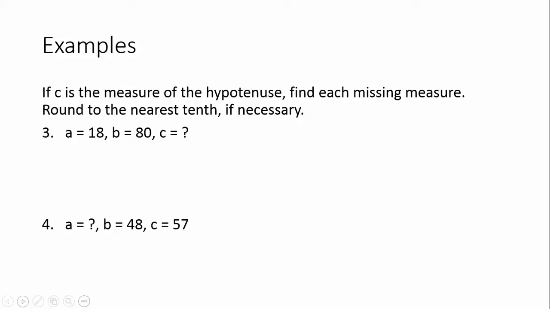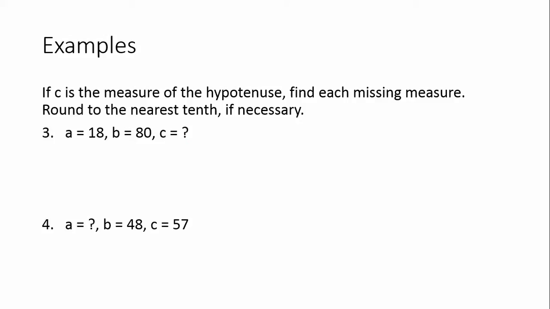And now we're just going to look at some examples where we haven't drawn the triangle. I just list A, B, and C, and you need to find the unknown. So in this case, in the instructions, it says that C is the measure of the hypotenuse. So if C is the hypotenuse, then you know that A and B are the legs.